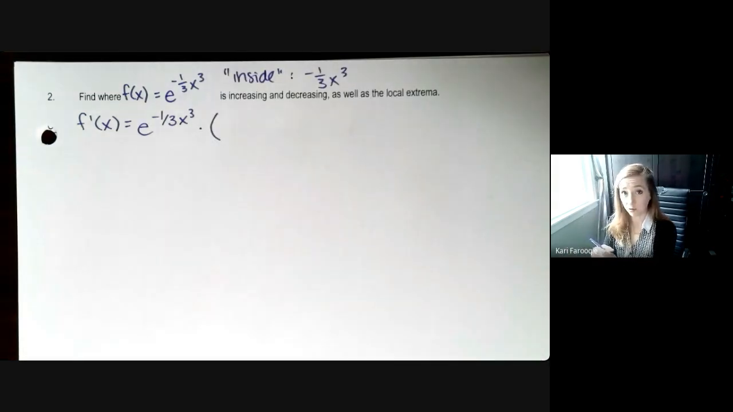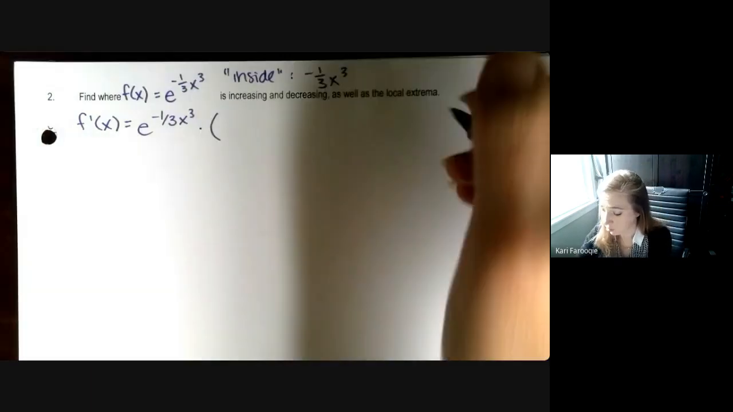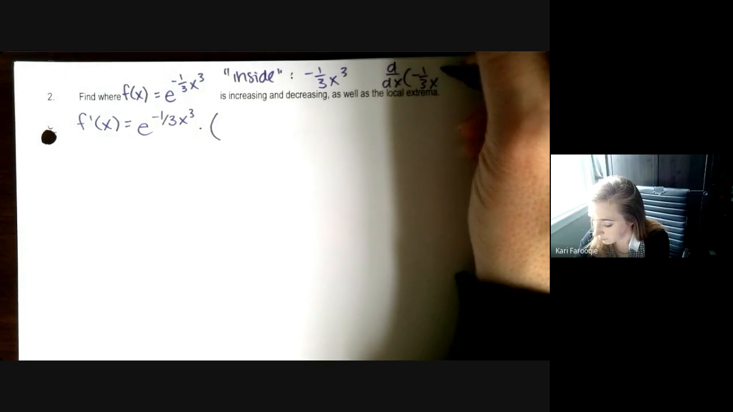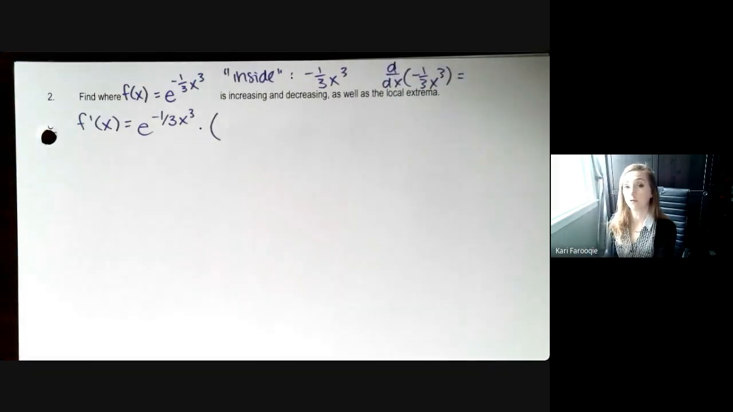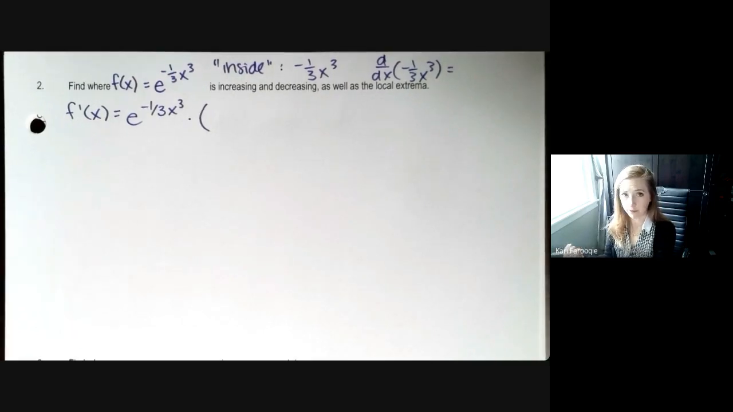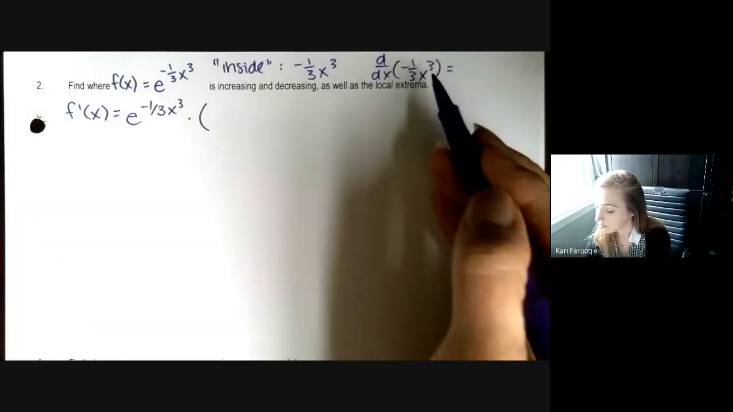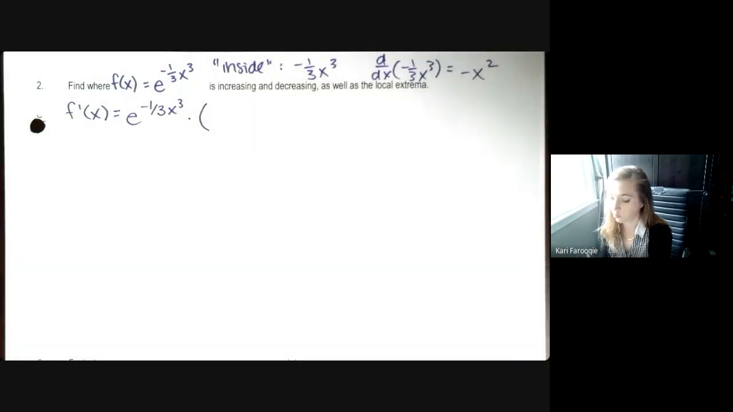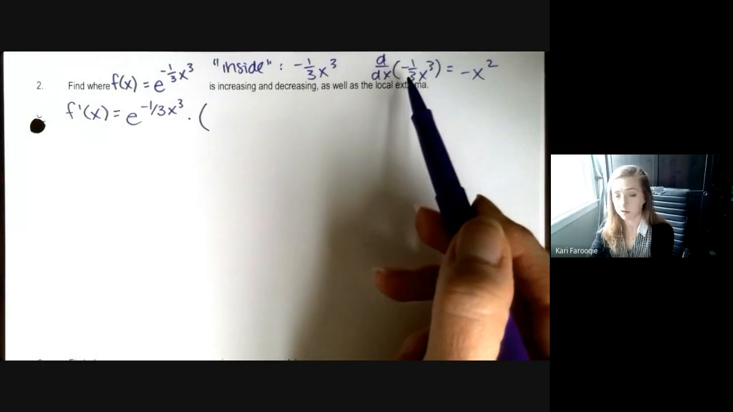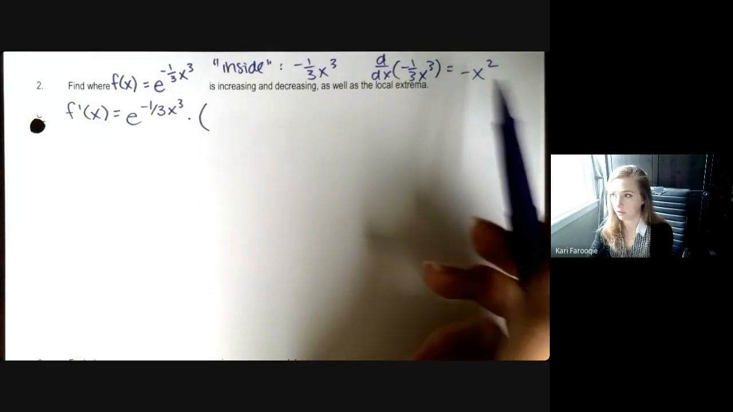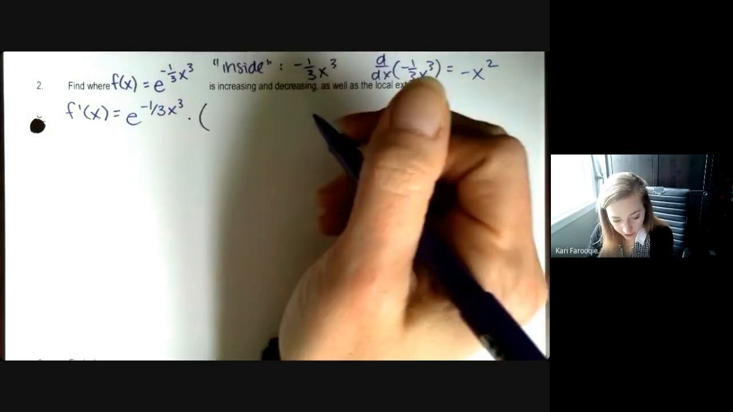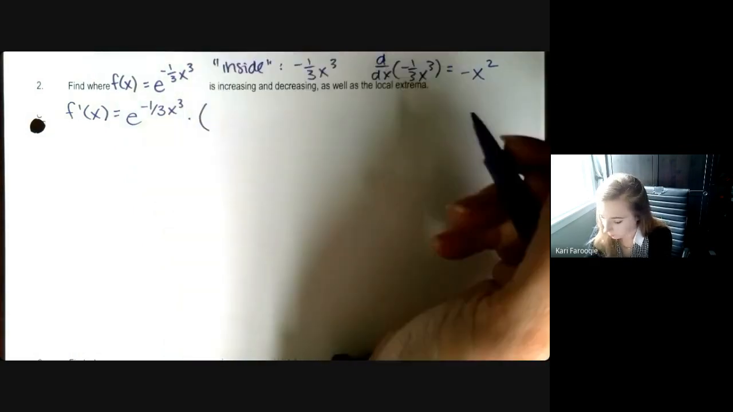So when we take its derivative, this is a pretty straightforward derivative for us to do. We're just taking the derivative of negative 1/3 x cubed. And when you do that, you're going to use the power rule for exponents and bring this 3 out front, and you'll get negative x squared. 3 times negative 1/3 is just negative 1, and you decrease the exponent by 1. So when we multiply by the derivative of the inside function, we're multiplying by negative x squared.